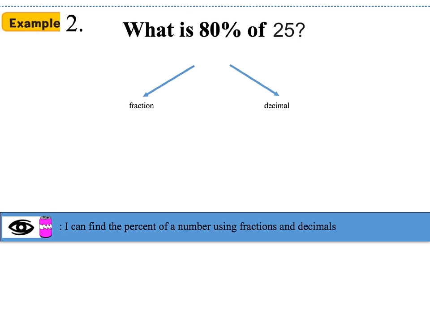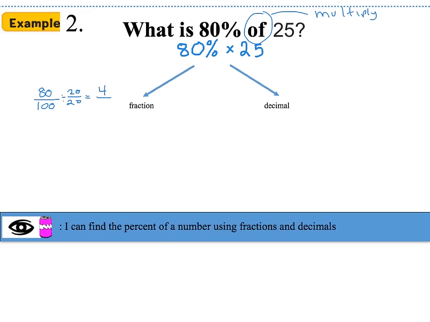So for example 2, it's saying, what is 80% of 25? I know that the word of means to multiply. So I'm going to do this the first way using a fraction. I can make 80% look like a fraction by placing 80 over 100. And I can reduce that further by dividing the top and bottom by 20, just to make my numbers smaller. So 80 divided by 20 becomes 4, and 100 divided by 20 is 5. So my reduced fraction is 4/5.